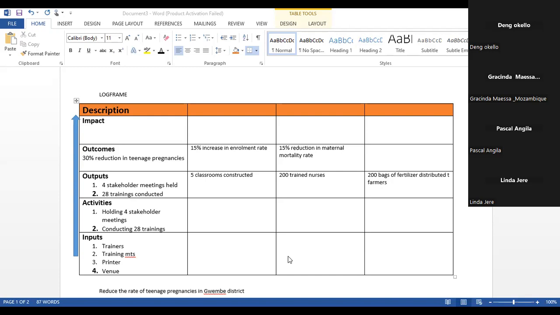Gracida Maesa from Mozambique. Good evening, Gracida. Good evening. How are you doing today? Are you still with us? Are you following us? Yes, I am. Great. I want you to give it a trial. We distributed 200 bags of fertilizers to farmers, and our aim or our purpose was to increase the average income among farmers. What might be our outcome for our project?